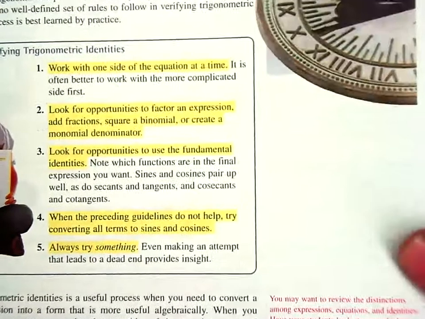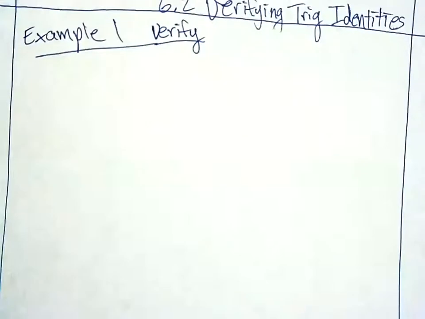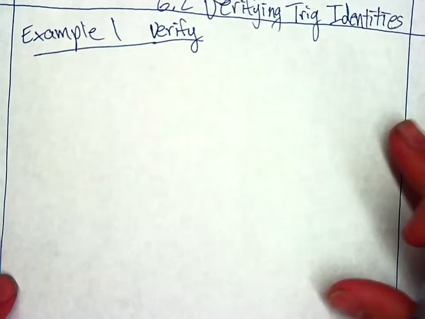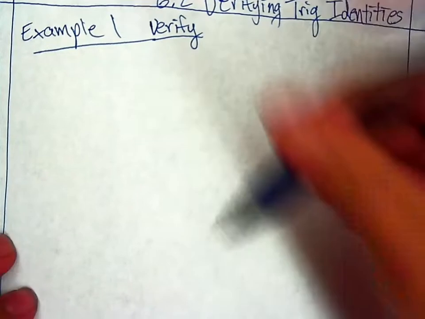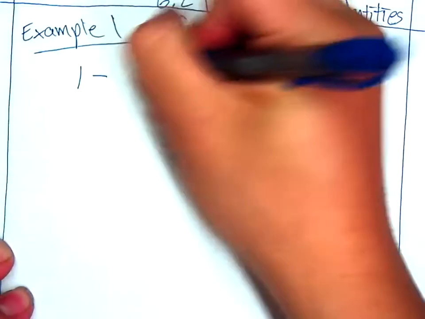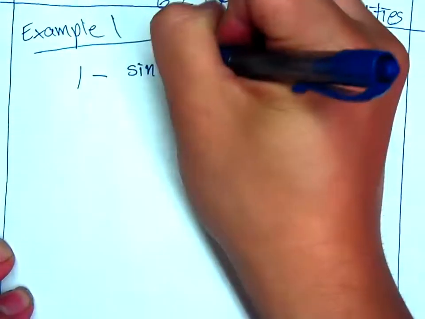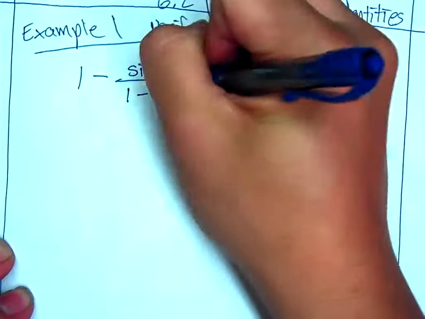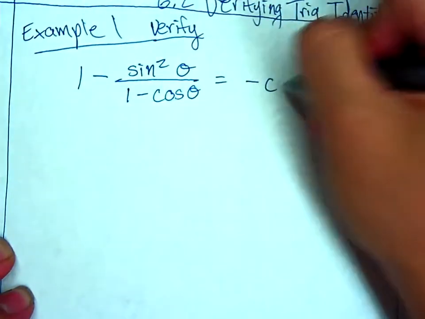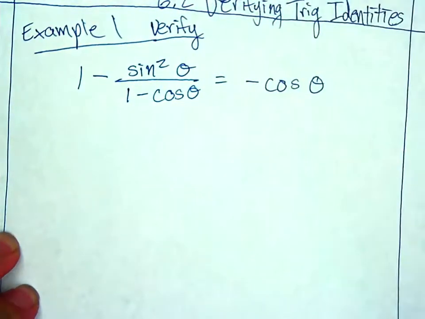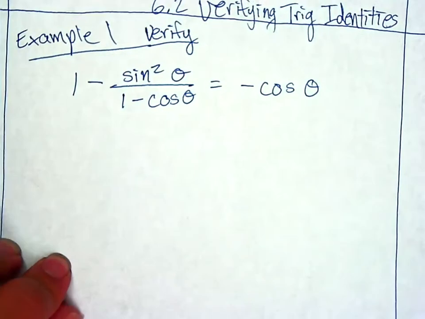All right? We're going to go ahead and then start with example 1, where we need to verify a trig identity. So in this one, we're going to go ahead and do (1 minus sine squared theta) over (1 minus cosine theta). And then we need to verify that it's the same exact thing as negative cosine theta.